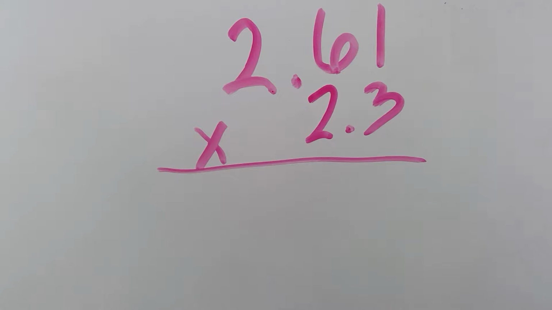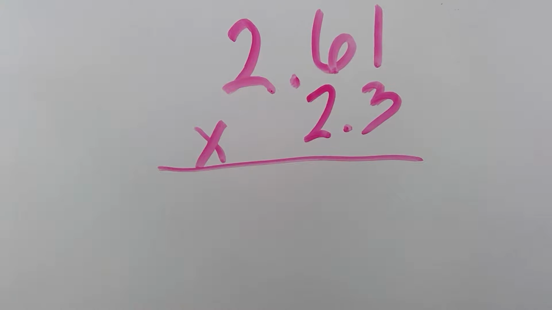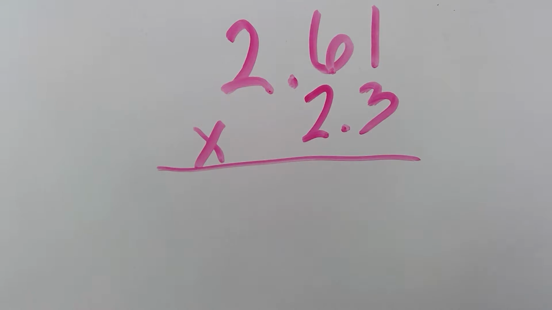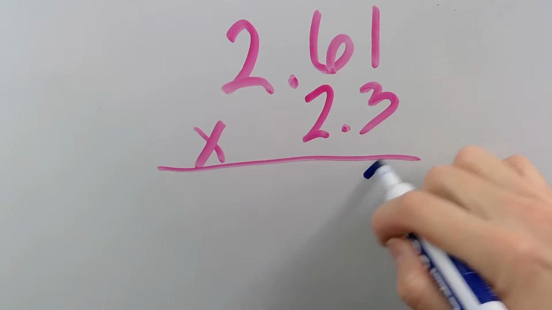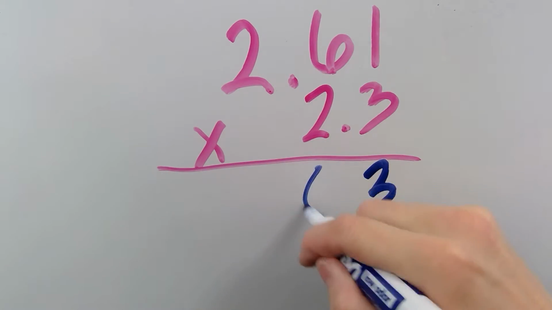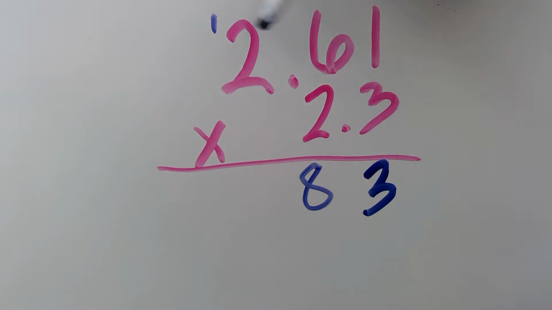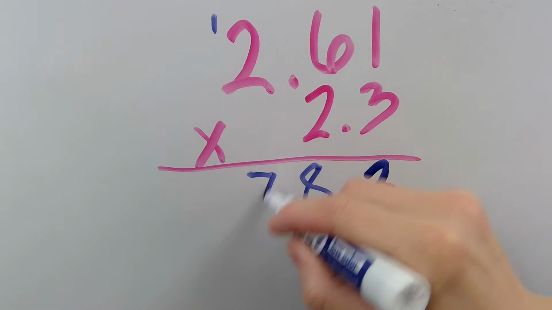All right, now if I was going to multiply something like this, my first step is to multiply the 3 through. I'm just ignoring the decimals again. 3 times 1 is 3. 3 times 6 is 18. 3 times 2 is 6, plus 1 more is 7.